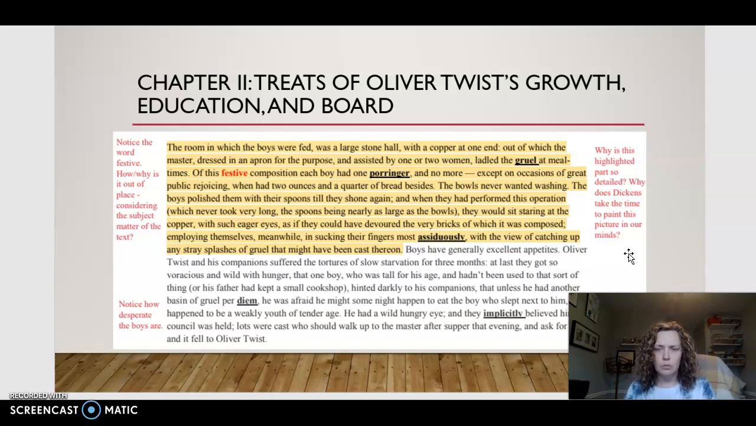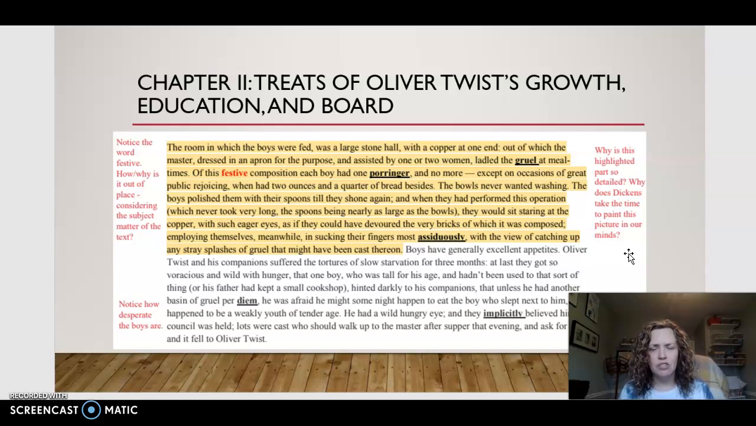The bowls never wanted washing. The boys polished them with their spoons till they shone again. And when they had performed this operation, which never took long, the spoons being nearly as large as the bowls, they would sit staring at the copper with such eager eyes as if they could have devoured the very bricks of which it was composed, employing themselves meanwhile in sucking their fingers most assiduously, with the view of catching up any stray splashes of gruel that might have been cast thereon.